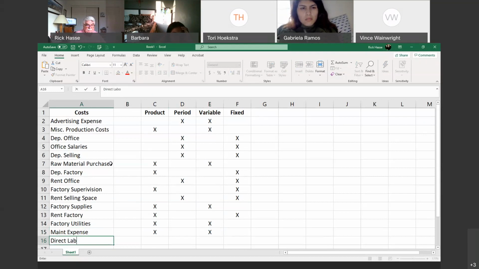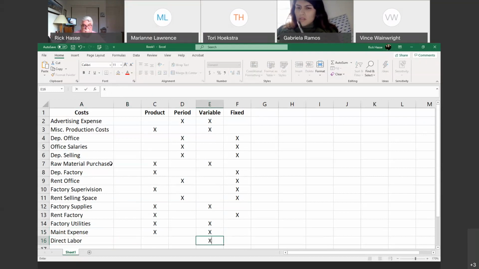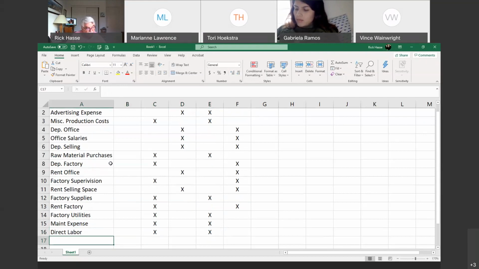So for direct labor, that would be a variable expense, and it would be a product expense. Very good. All right, how about sales? Sales would be a variable expense, and it would be a product expense.